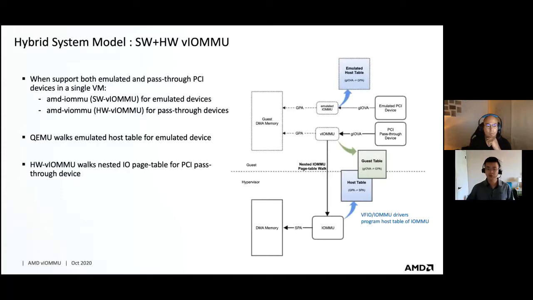Now, putting these two designs together, we create a hybrid system model, depending on what kind of pass-through device you're going to use. If we want to use an emulated PCI device, we will go back to the current software-based approach, the emulated IOMMU, where DMA goes through the emulated host table, as shown on the right-hand side, the top part. If the end user wants to pass through a PCI device, then they will use a nested IO page table. And that requires adding a new AMD-vIOMMU device model.